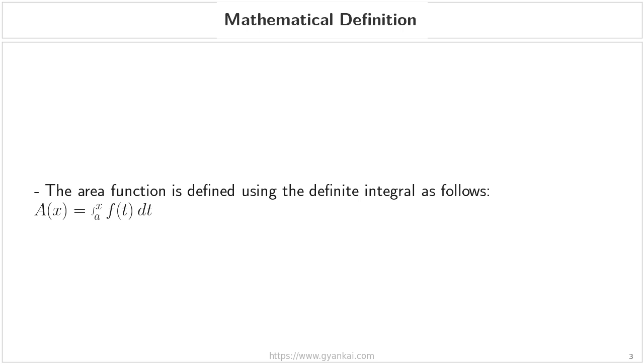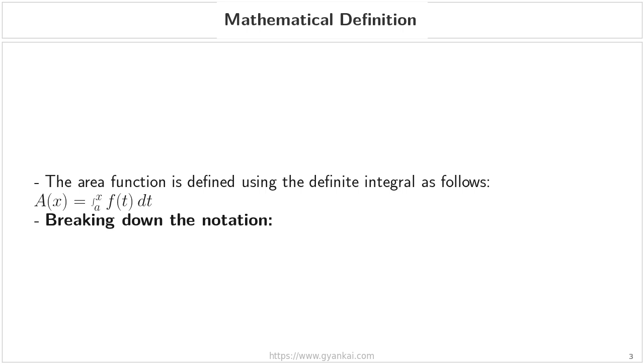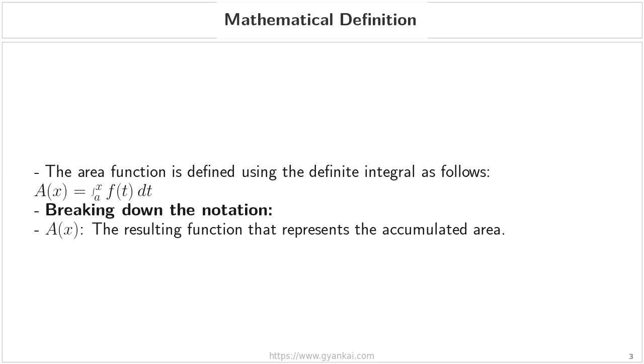We define the area function, which we're calling A(x), as the definite integral from a to x of f(t) dt. Let me break that down piece by piece. First, A(x) represents the function that will ultimately give us the accumulated area for any given value of x. Think of it as a rule that takes an x value as input and outputs the corresponding area.